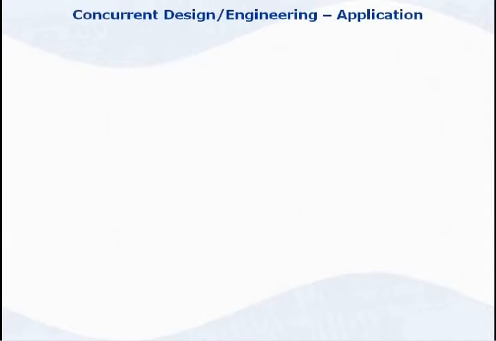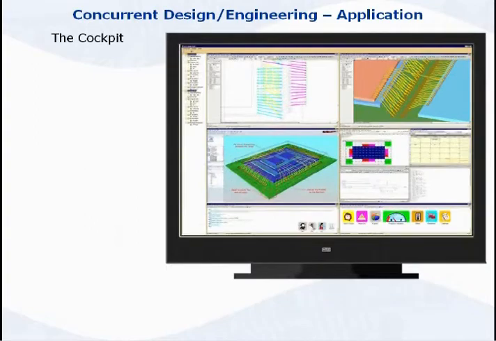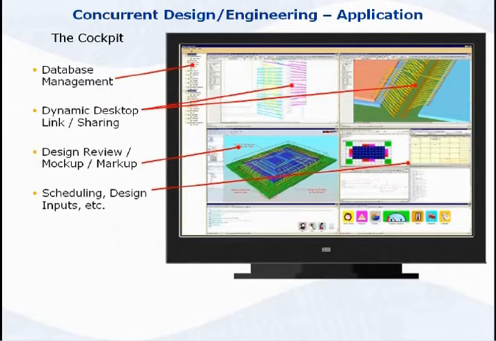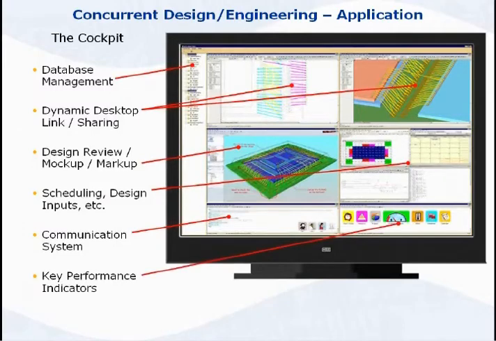A practical application of concurrent design engineering is the cockpit. The cockpit is an application for sharing of information and data. The cockpit includes facilities to manage database information and files, view, work with, and share information and data with other users of the system, review and mark up projects, view standard PC information such as schedules, design inputs, etc., communicate with other users, and keep track of key performance indicators.